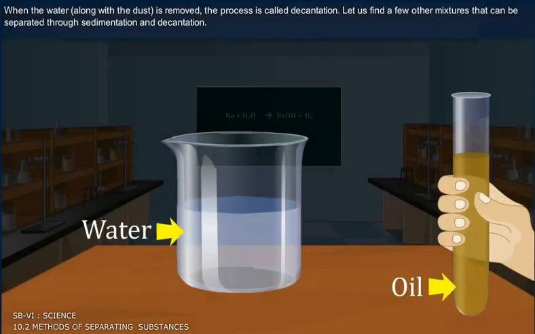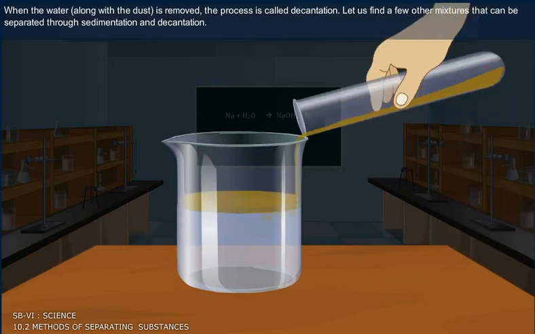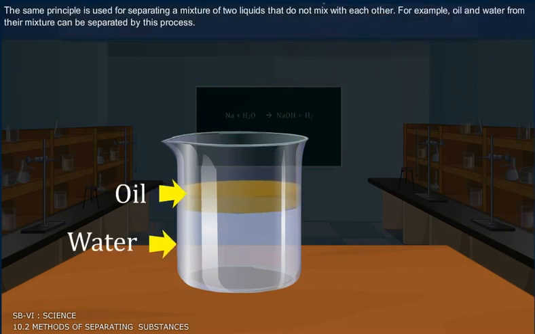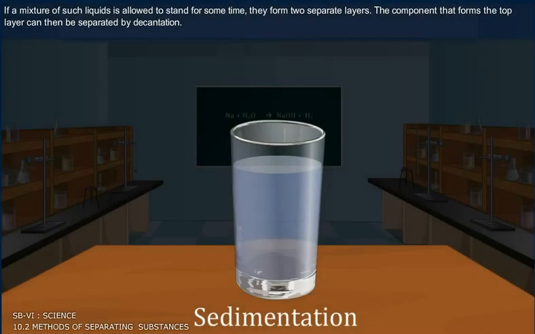Let us find a few other mixtures that can be separated through sedimentation and decantation. The same principle is used for separating a mixture of two liquids that do not mix with each other. For example, oil and water from their mixture can be separated by this process. If a mixture of such liquids is allowed to stand for some time, they form two separate layers. The component that forms the top layer can then be separated by decantation.